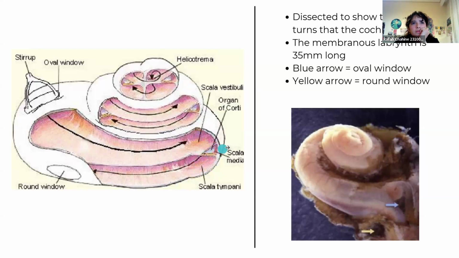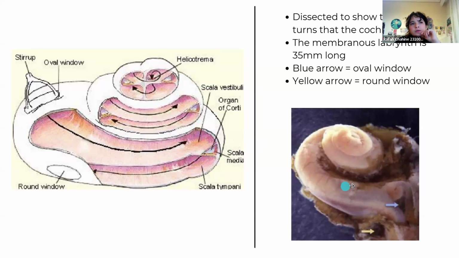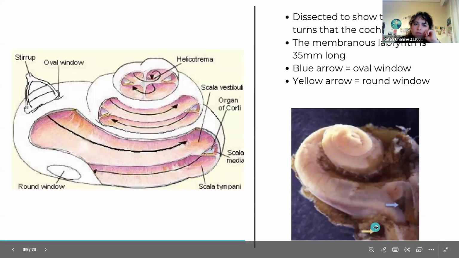Fine. Just a few more tiny anatomical details about the cochlea that you need to know: it is about 35 millimeters in length, okay? And it has 2.5 turns. Now the blue arrow is the oval window and the yellow arrow is the round window. Again, oval window above round.